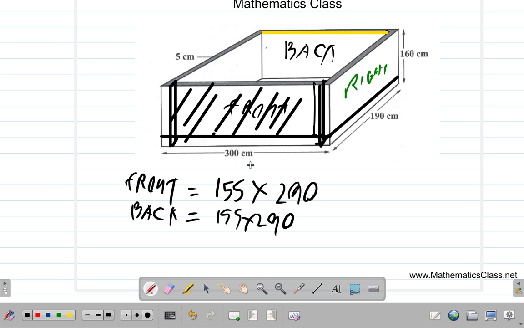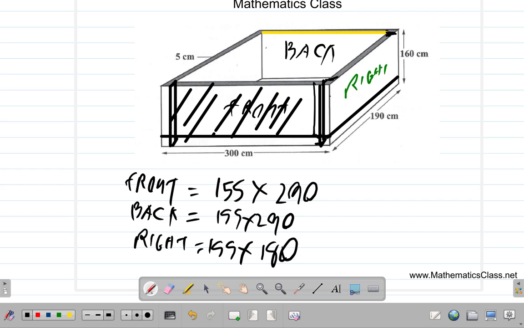The right part, would that be what? The inside would be the same, 155 high, times... Now, the thing extends all the way along the board. Come here, and here. So 190 minus 5 minus 5, so it will be 180.